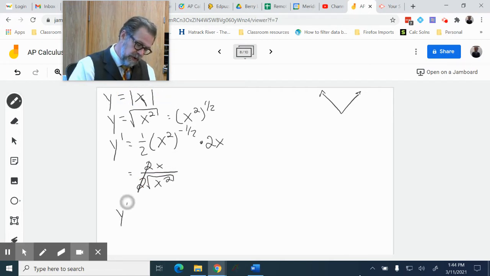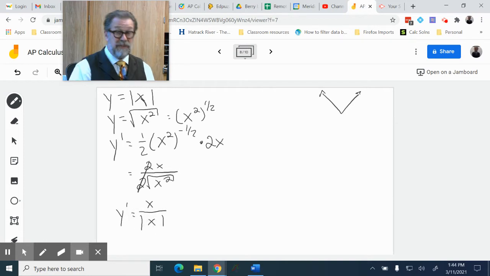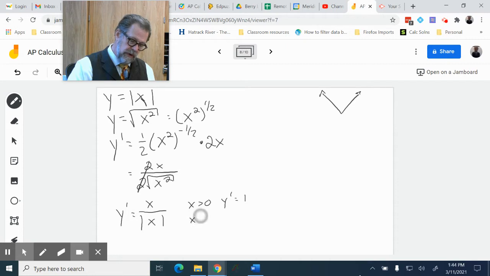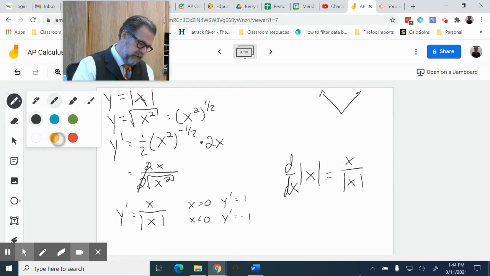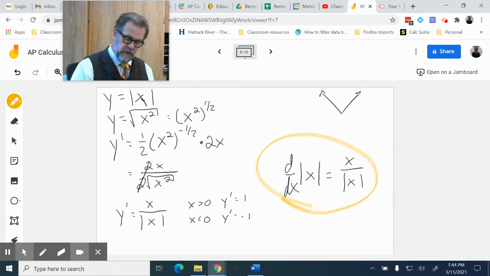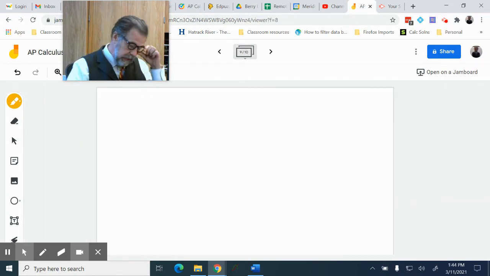So this derivative becomes x over absolute x. And if you think about it, this is always equal to 1, but if x is positive, this will be equal to positive 1, and if x is negative, then this will be equal to negative 1. So in your notes, you can go ahead and write down the derivative of absolute value of x is x divided by the absolute value of x. Cool.